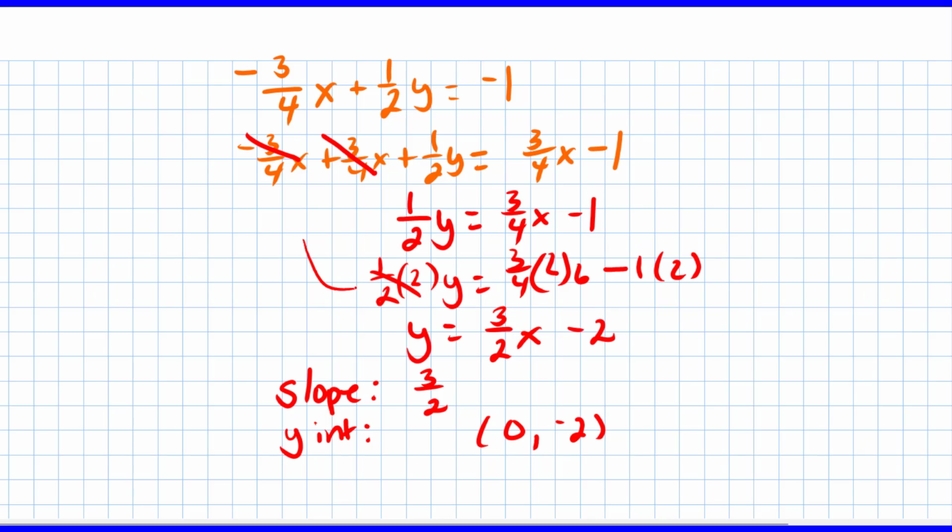So just be careful. Don't let fractions kind of freak you out. So here's what I did. 3 times 2 is 6/4. Both of those can be divided by 2.